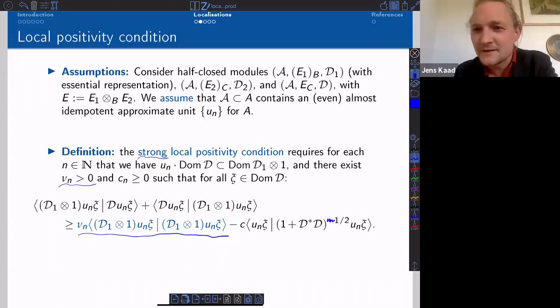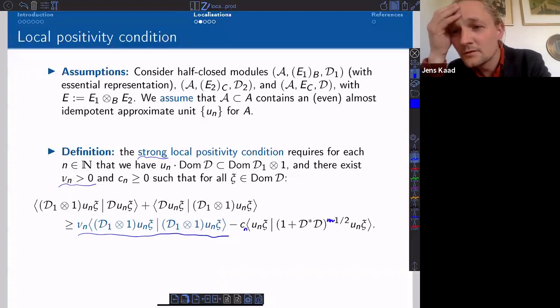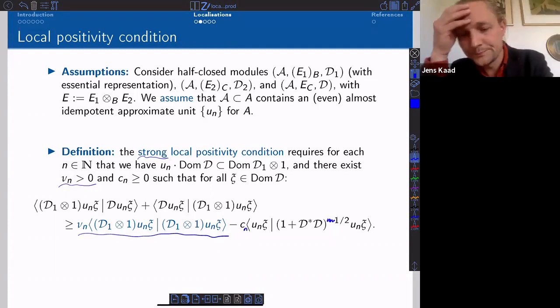And the C_n, is that the same as the C in the statement? Yes, that's also a typo. But this C should depend on n. Yeah. So the second term on the right hand side should be the same as in the previous theorem, just localized. Thanks.